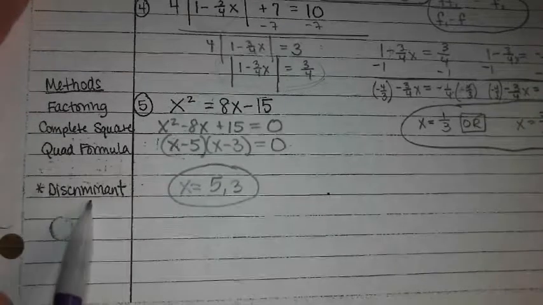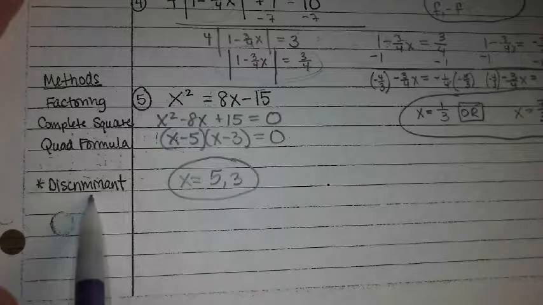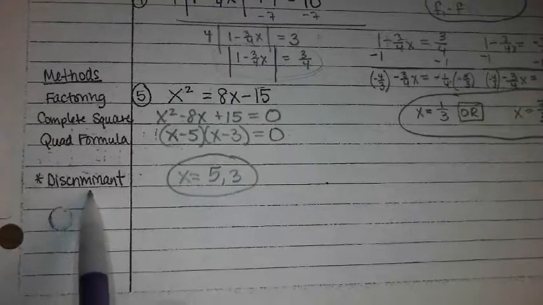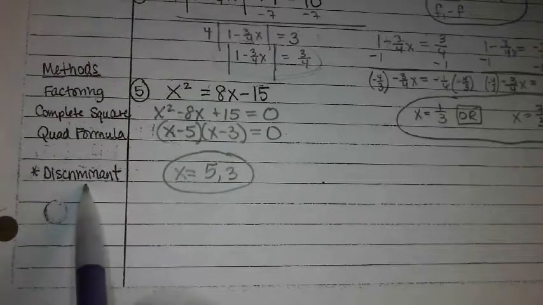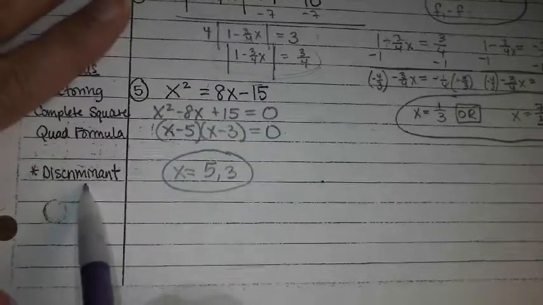I put a little asterisk here with the word discriminant. What does the discriminant tell us again? If it has solutions and the nature of the solutions. Are there 2 real solutions or 2 imaginary solutions or just one solution?